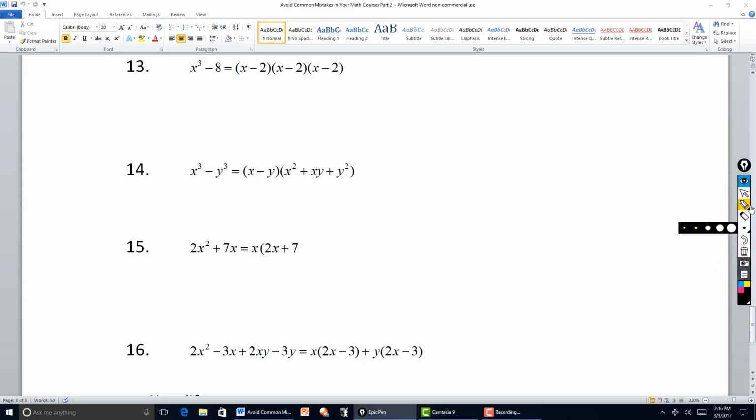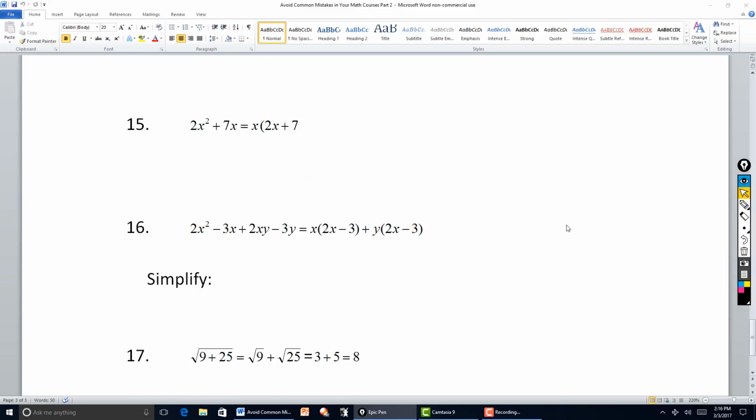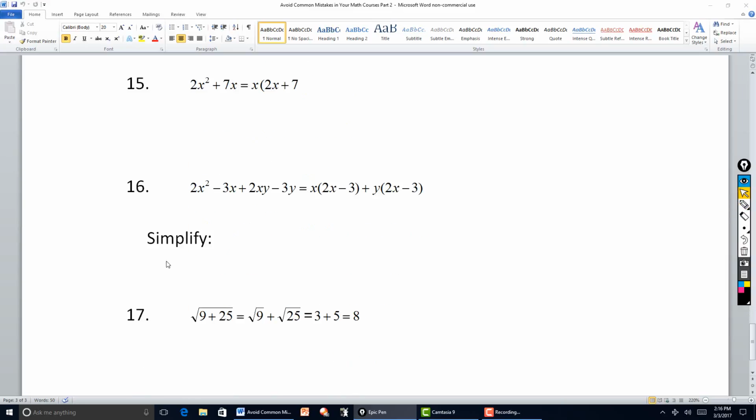Okay, the next one says simplify. So we have the square root of 9 plus 25, and this is equal to, okay, square root of 9 plus the square root of 25 is equal to, and the square root of 9 is 3, the square root of 25 is 5, 3 and 5 is 8. Is that true or false? This would be false.